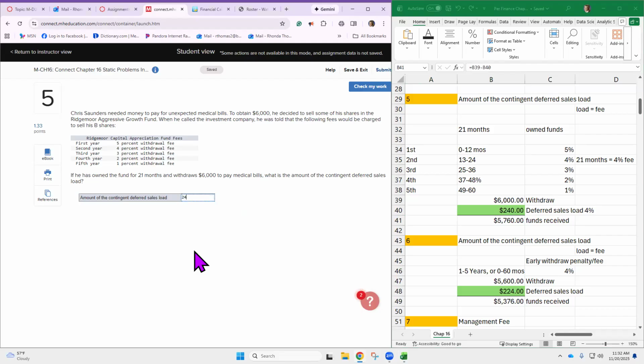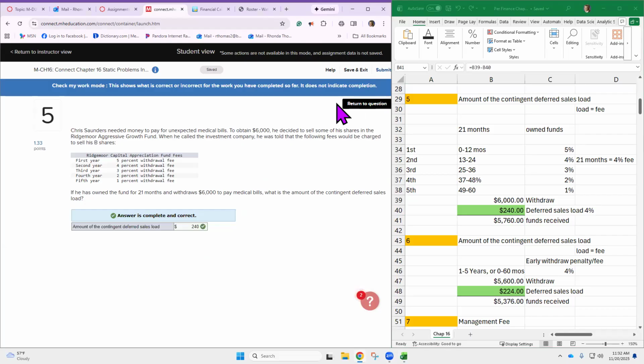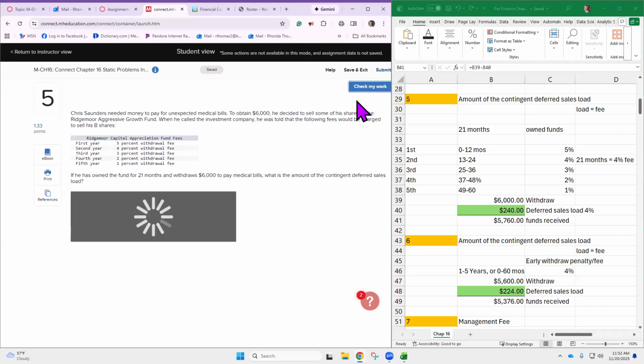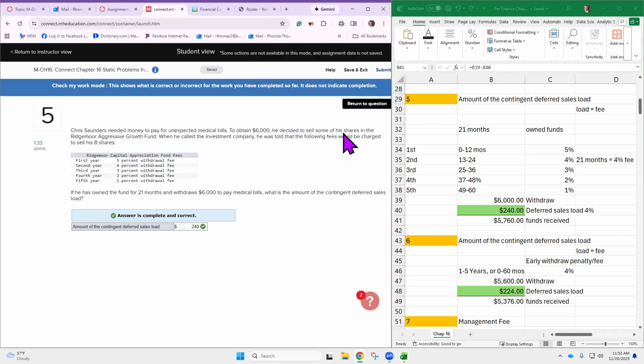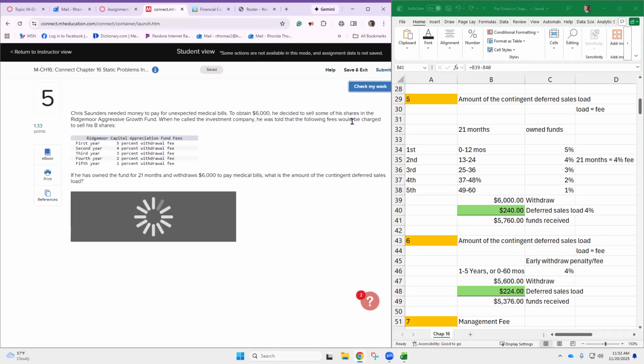Okay, and it turns out to be $240. Okay, so if you don't mind missing $240 from your account to pay off that medical bill, maybe that gives you peace of mind, or maybe you don't want to put it on a credit card or whatever, then it might well be worth it.